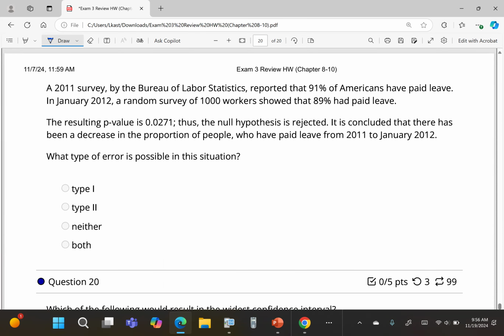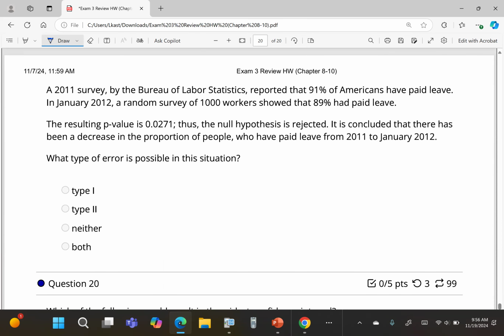A 2011 survey by the Bureau of Labor Statistics reported that 91% of Americans have paid leave in January 2012. A random survey of 1,000 workers showed that 89% had paid leave. The resulting p-value is 0.0271, thus the null hypothesis is rejected. It is concluded that there has been a decrease in the proportion of people who have paid leave from 2011 to January 2012. What type of error is possible?